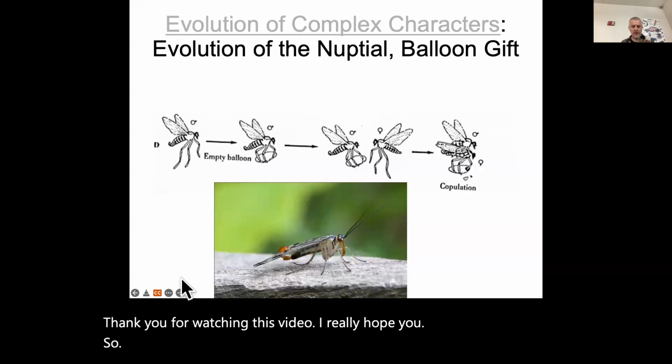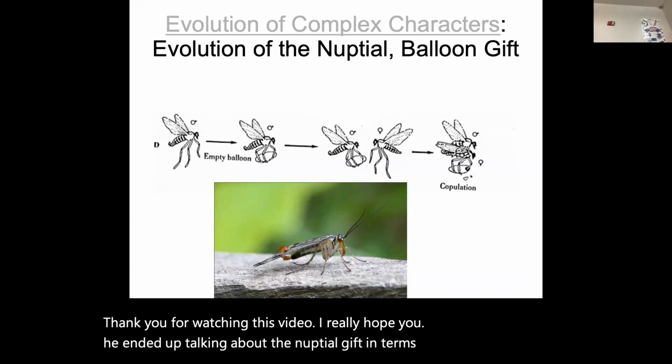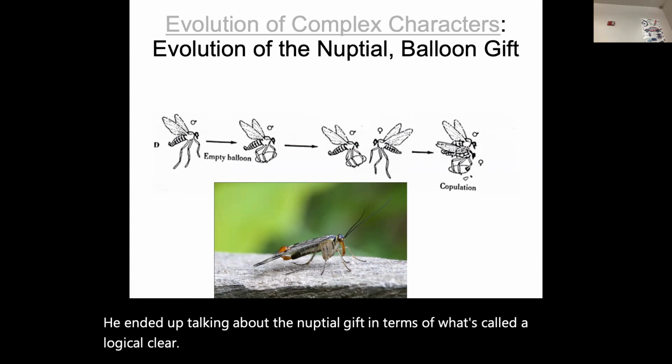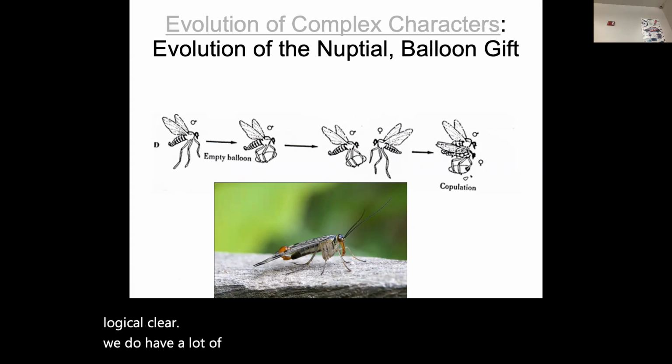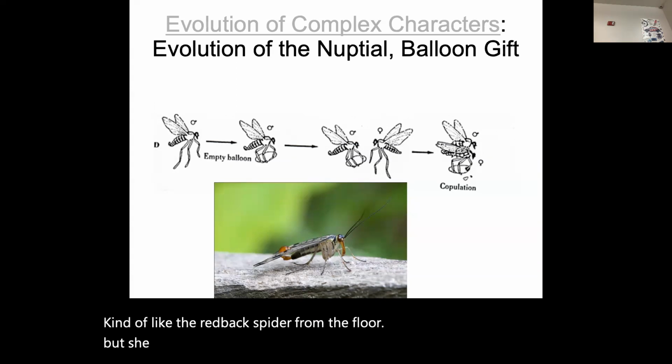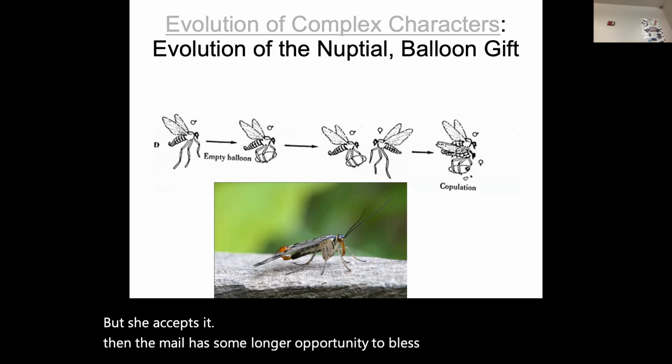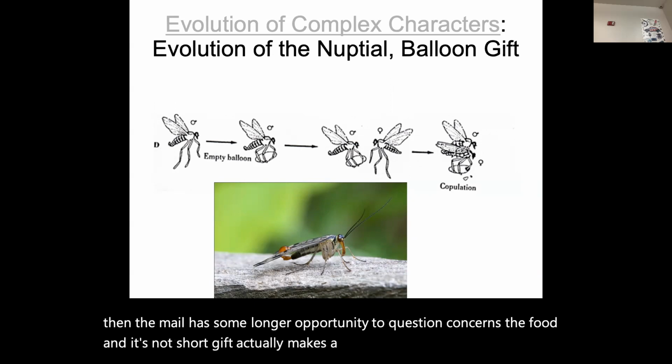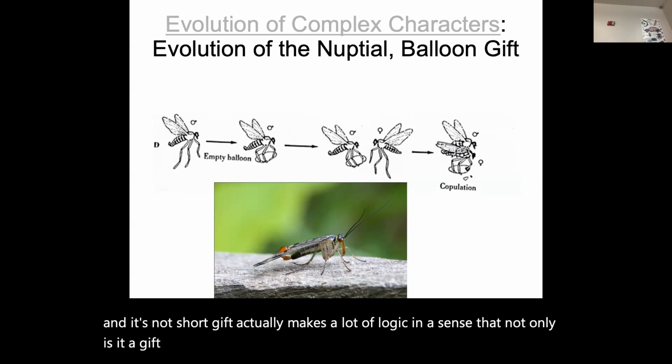So he ended up talking about the nuptial gift in terms of, let's call it, a logical, clear reward. We do have a lot of species where the male will capture a prey item, take that prey item to a female and offer it. And kind of like the redback spider from before, if she accepts it, then the male has a longer opportunity to mate while she consumes the food. And this nuptial gift actually makes a lot of logic in the sense that not only is it a gift, but it actually provides a direct value to his mate.